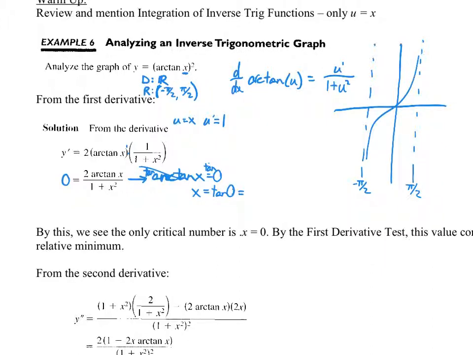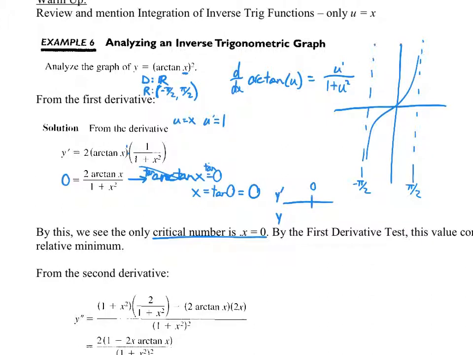And what angle has a tangent of 0? 0, yeah, because tangent is sine over cosine, and sine is 0 at 0. So that means we have 0, okay? That's our only critical number, all right? That's our only critical number, and if we were to then, let's say we did a sign diagram with the y prime to look at what's going on with y.